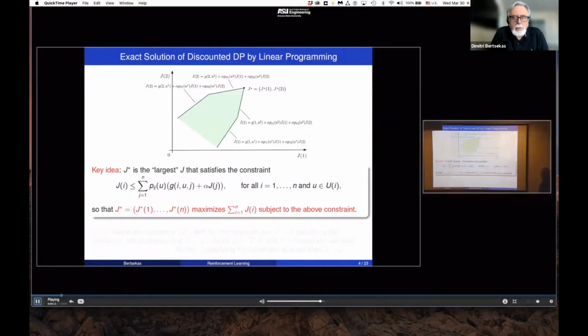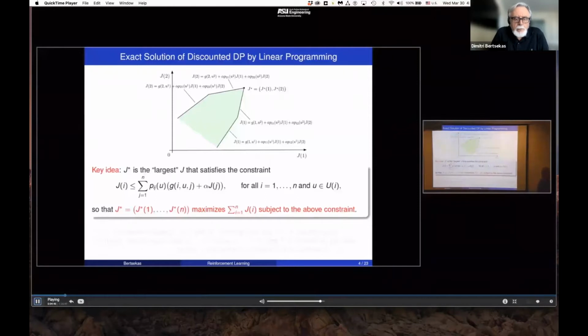And what we claim is that there is a northeast corner to this polyhedron, which is exactly J star. It's a pointed corner. And therefore, if I maximize the sum of the components of J, which is like pushing this hyperplane all the way towards the corner, I'm going to find J star. The hyperplane could be slanted also, which corresponds to different weights on these components. This is really just the point. So if I go in this direction, I'm going to get where I want.